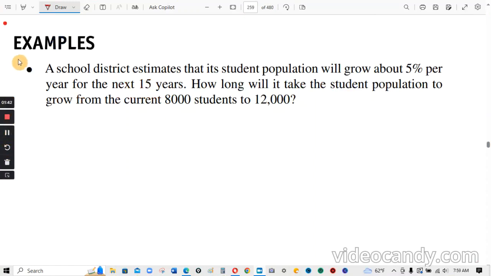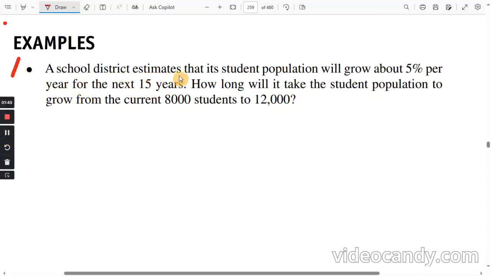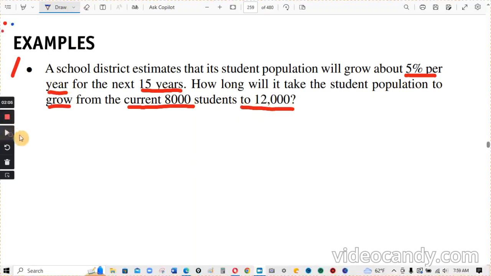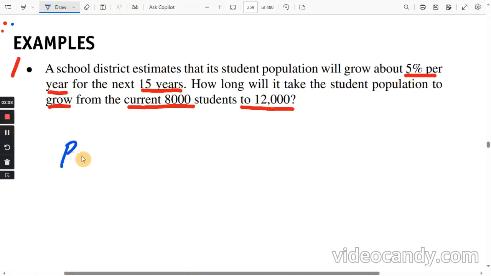All right, example 1. A school district estimates that its student population will grow about 5% per year for the next 15 years. How long will it take the student population to grow from the current 8,000 to 12,000 students? All right, so this here is an example of population growth.